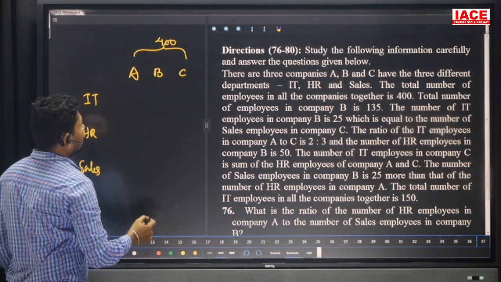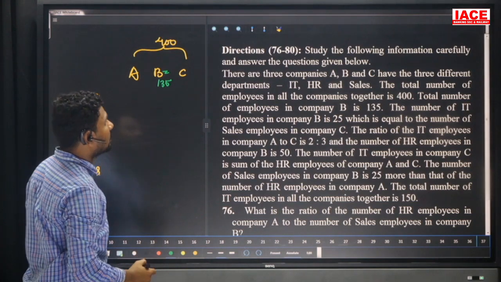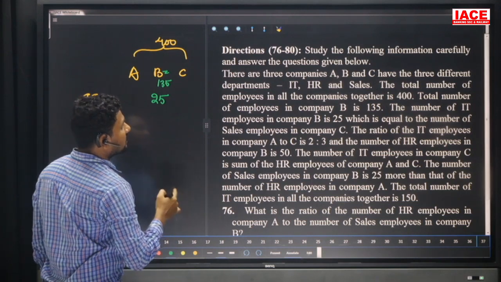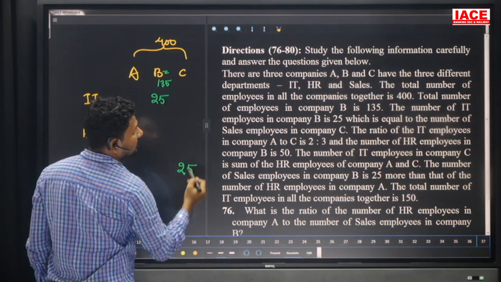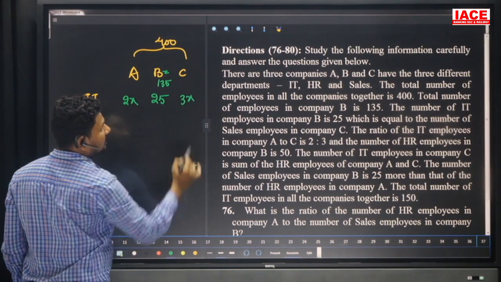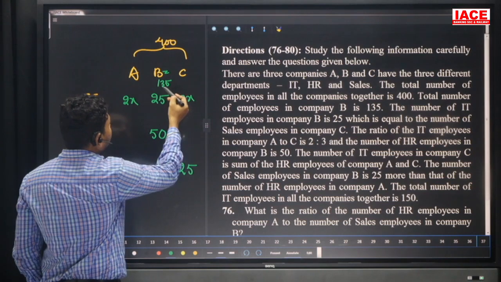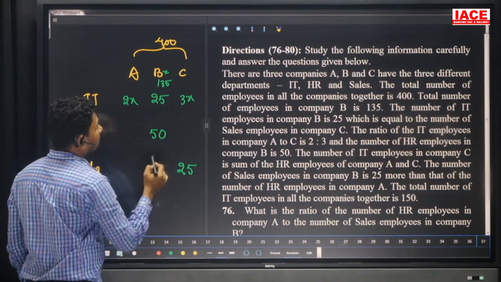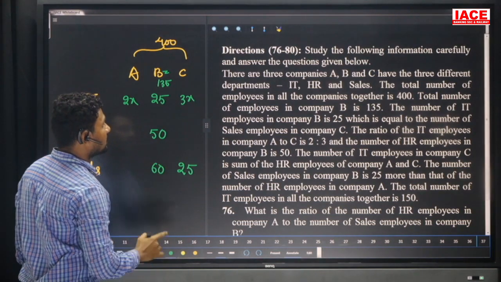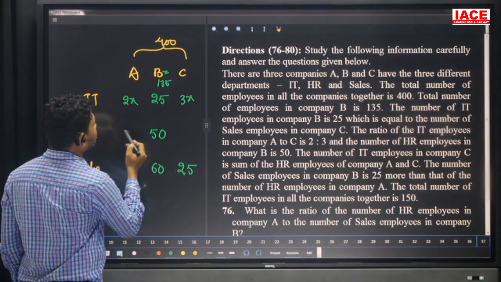Here the total number of employees in company B is 135. This we should adjust for B. The number of IT employees in company B is 25, which is equal to the number of sales employees in company C, which is also 25, and the ratio of the IT employees in A and C is 2:3. This we can write as 2x and 3x, and the number of HR employees in company B is 50. From 135, 25 plus 50, 75 is removed, the remaining value is 60. 60 plus 75, 135. Next, the number of IT employees in company C is the sum of the HR employees in A and C together. This is 3x equal to HR A and HR C.